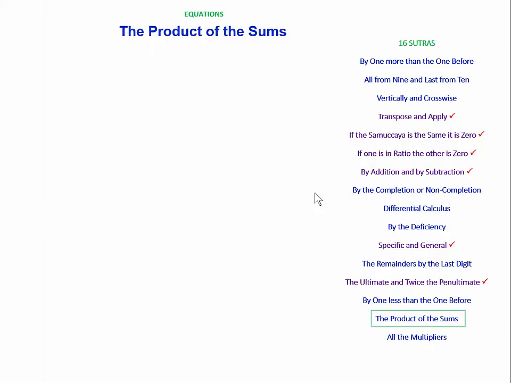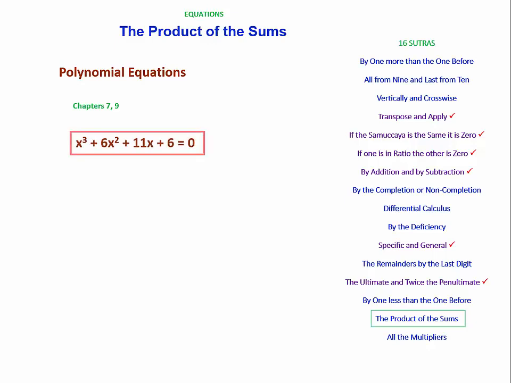The product of the sums, Gunita Samuccaya. We can use this in solving polynomial equations. This is in chapters 7 and 9 of his book. So if you had to solve this equation, for example, we see that it's a cubic, and therefore we expect it to factorize into 3 linear factors. And we can begin by finding a linear factor.